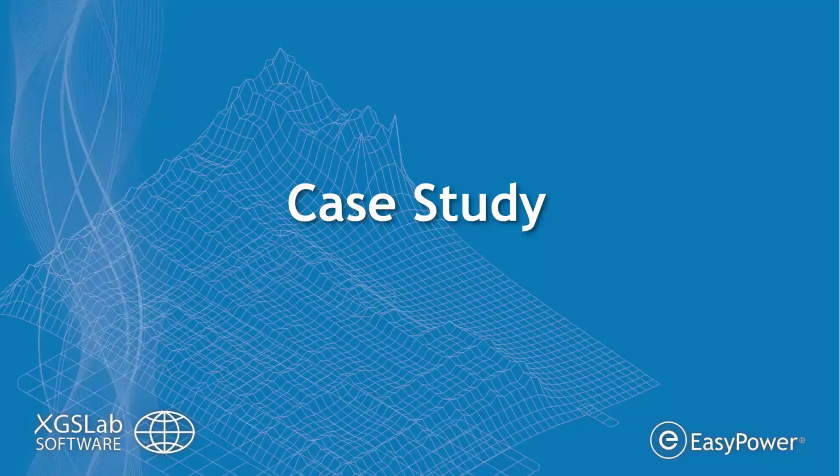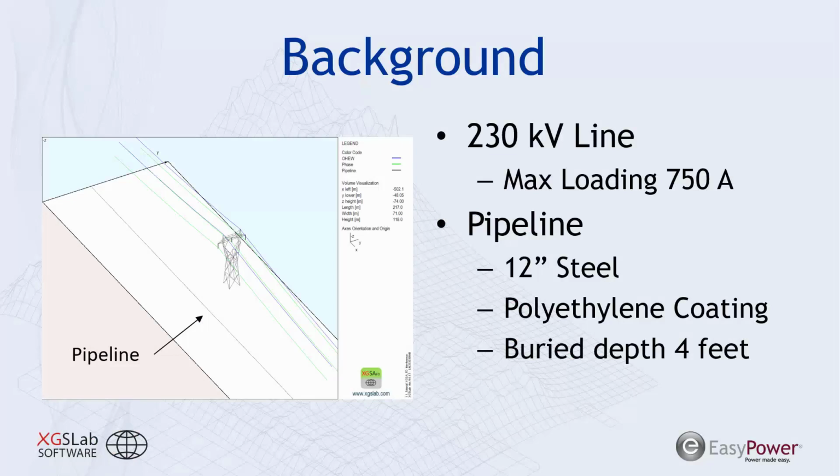Now, before we conclude this presentation, I just want to review some of the information we talked about today by stepping through a case study. So I have a model in XGS Lab of a 230 kV transmission line with an H-frame orientation of the phase conductors, and each of those phase conductors has 750 amps of balanced load.